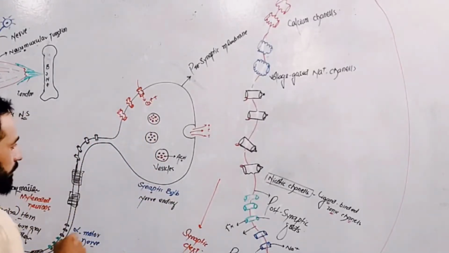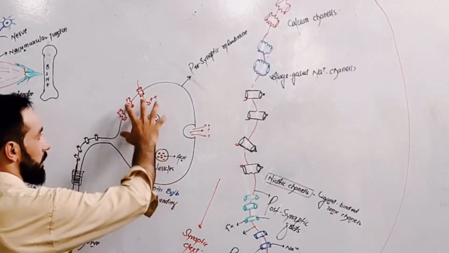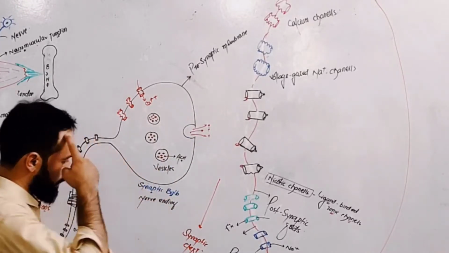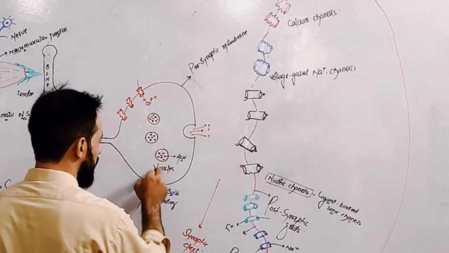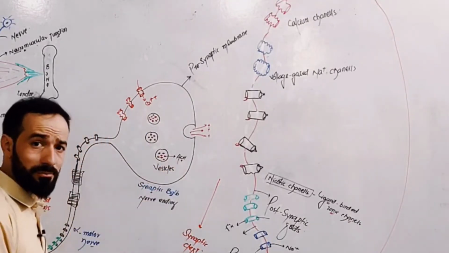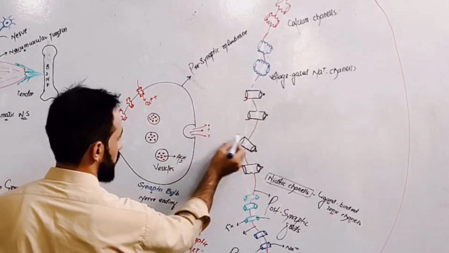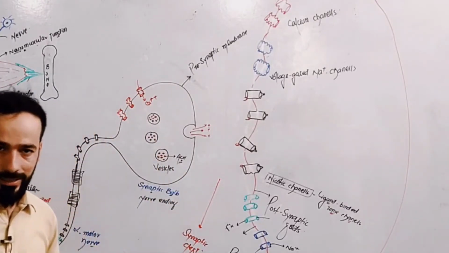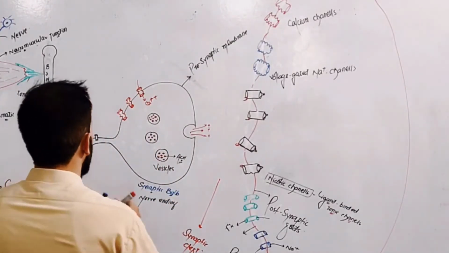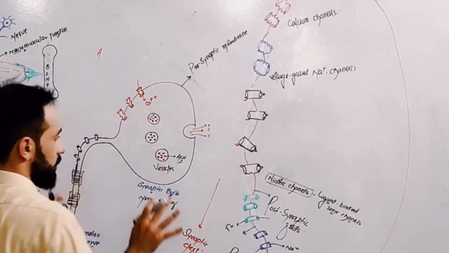Clear, friends? Now look, I told you in the previous lecture that in this nerve ending, or the synaptic bulb, there are small vesicles, and these vesicles contain a special neurotransmitter. This neurotransmitter is called acetylcholine.